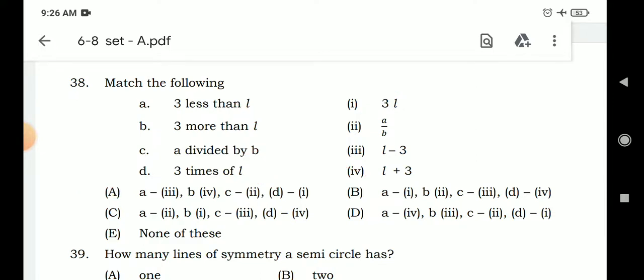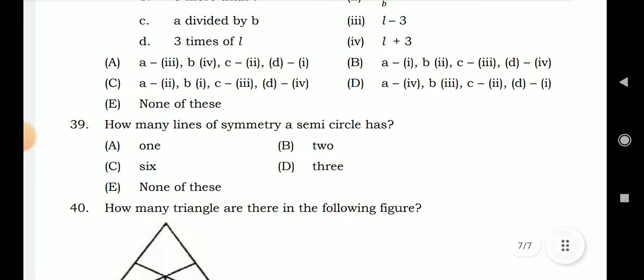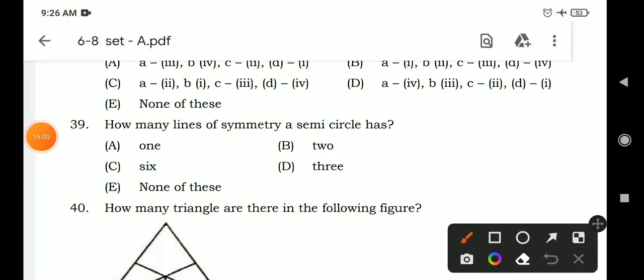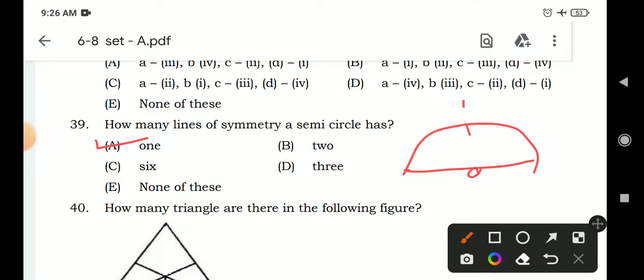Okay, come to the next question. How many lines of symmetry are there in a semicircle? So what will be its correct answer? Its correct answer is only one line of symmetry. If there is one semicircle, then this will work as the line of symmetry for the semicircle. If it is a circle, at that time many lines of symmetry are possible.